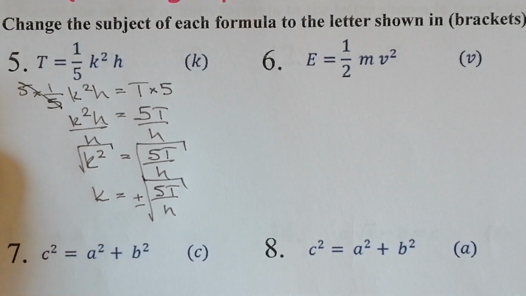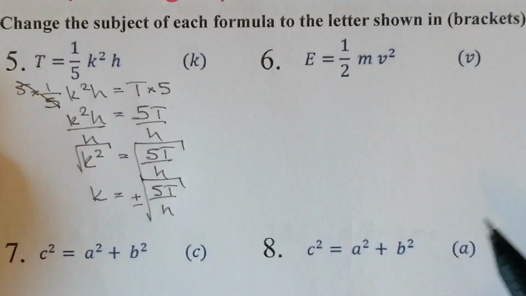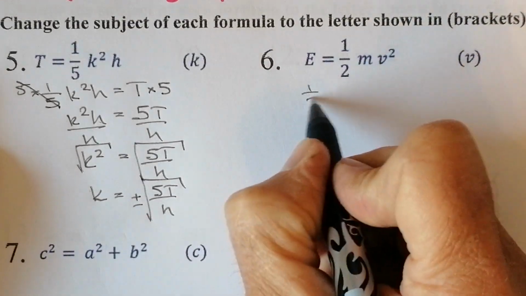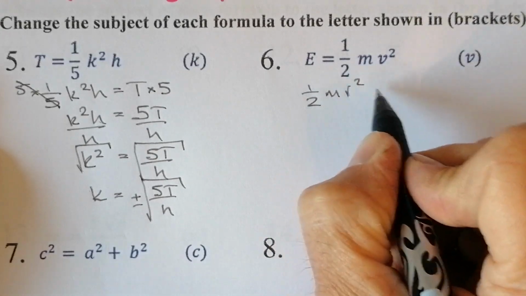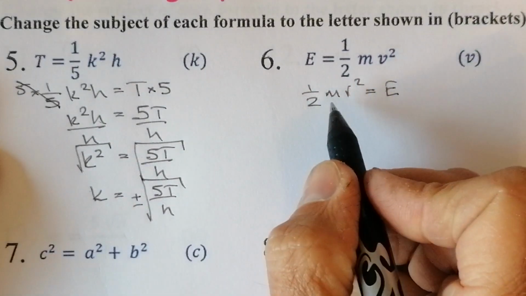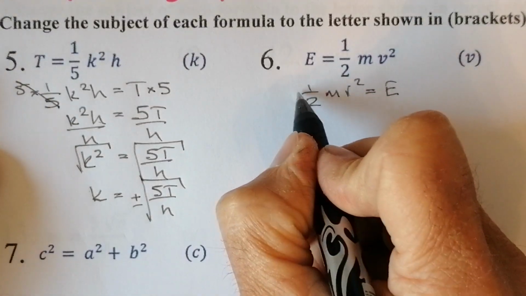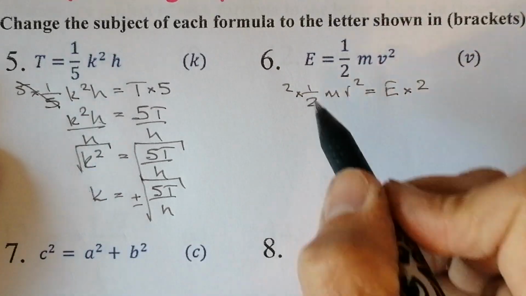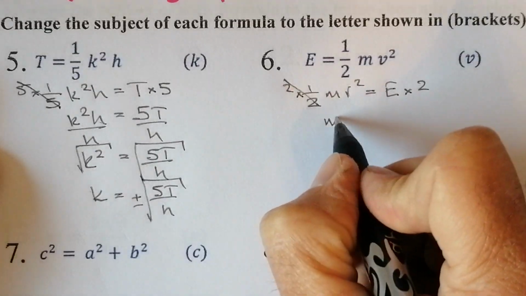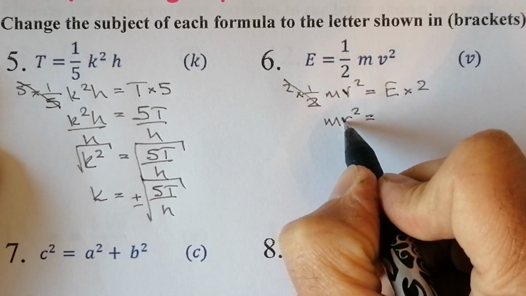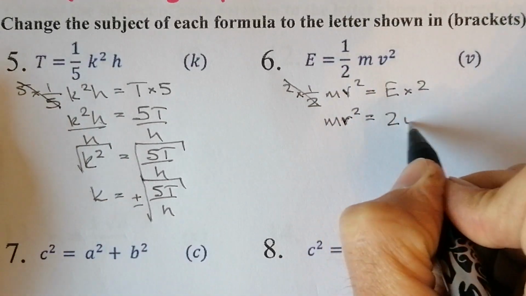Okay. For question 6, you may have seen this one in physics. Okay, this equation. So let's change it round to v. Okay. I'm going to change the side round. That equals e. So don't want a half. So to get rid of the half, what I'll do is I'll multiply by 2. And I'll multiply the right-hand side by 2. So these will eliminate. That leaves me with mv squared, that's a v. mv squared is equal to 2e.